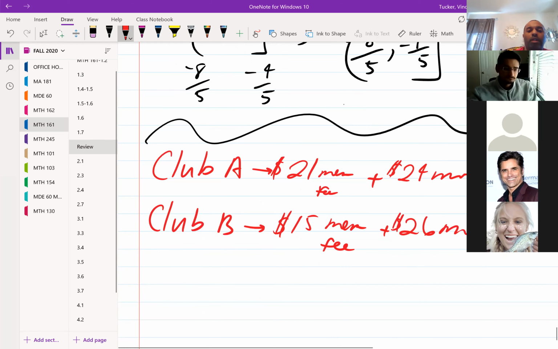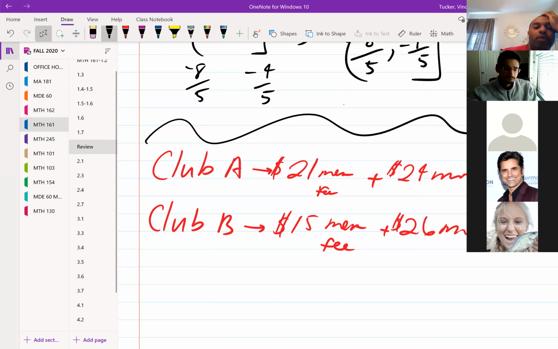All right, so that's what we're looking at. Club A is a $21 membership fee with a $24 monthly fee. Club B is a $15 membership fee with a $26 monthly fee. The reason something like this is important is because with Club A, you're paying more off the top for that $21 membership fee, but then you're paying less monthly. And with Club B, you're paying a considerable amount less, well, $6 is considerable, I guess, depending on what we're comparing it to. $6 less in membership fee, but then monthly it goes up to $26.